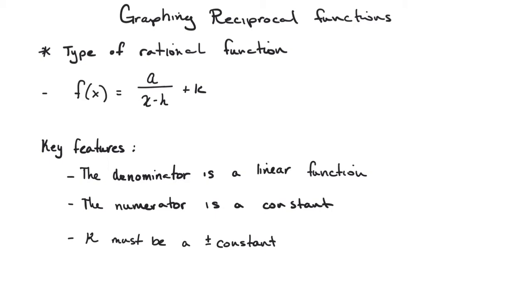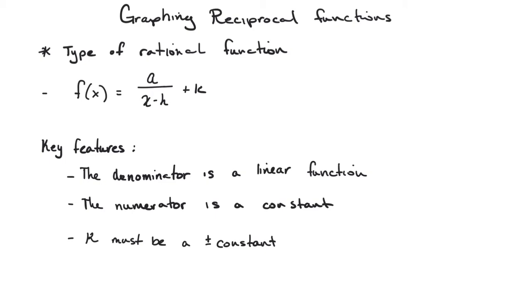The way you know if you have a rational function that you can leave in this form is by its key features. The key feature is that the denominator has a linear function, so it's something like mx + b down there. The numerator is a constant, and k is defined as a constant as well, so it must be a positive or a negative constant.